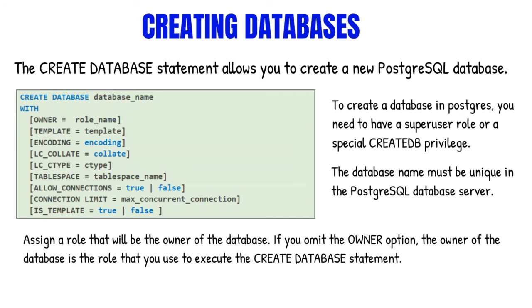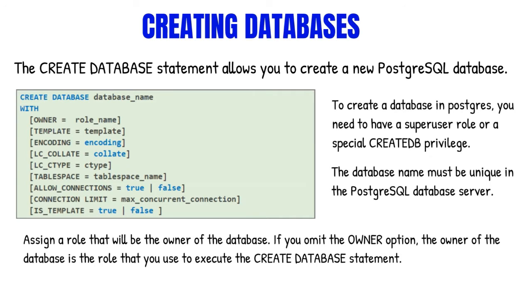When you specify the connection limit, it determines the maximum number of concurrent users that can be connected to the database at a single time. The default is -1. That means you can have unlimited connections. So if you specify something like 100, then the maximum number of concurrent users will be 100.